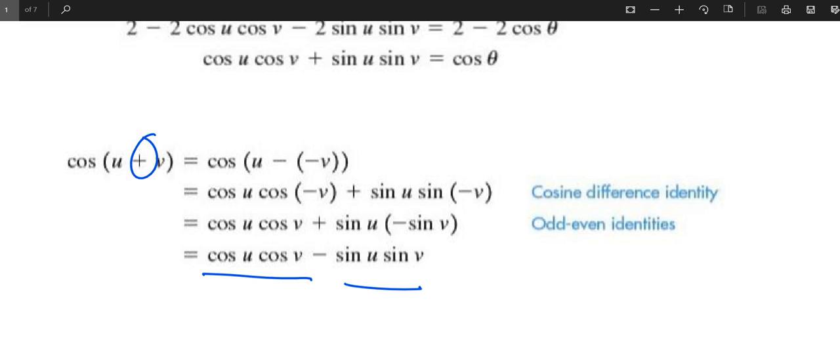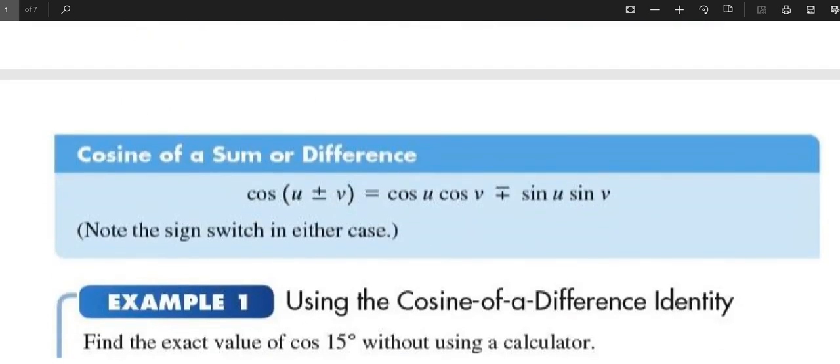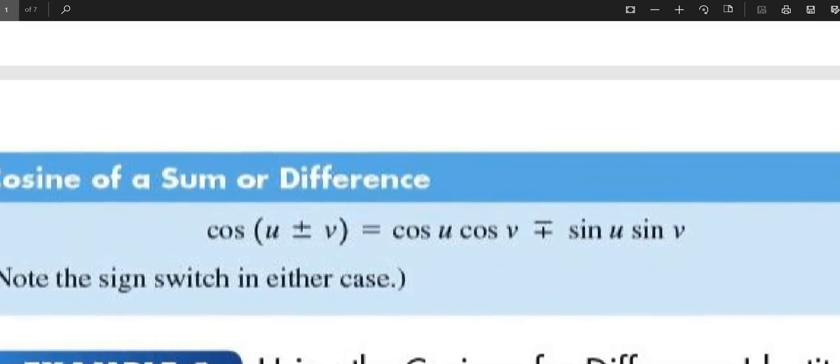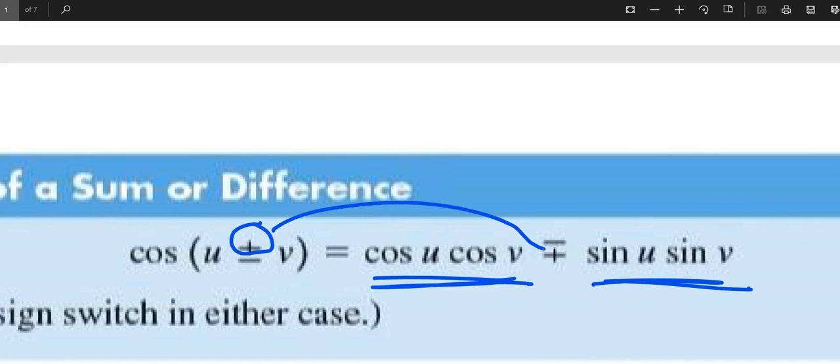Now, I do want to point out this. Is the sign the same or is it opposite? It is opposite, right? So, when they show you this, it still has cosine, cosine. It still has sine, sine. But I want to point out to you this. Do you see how the plus is on the top here? But when you come over here, the minus is on top. Those signs go together.